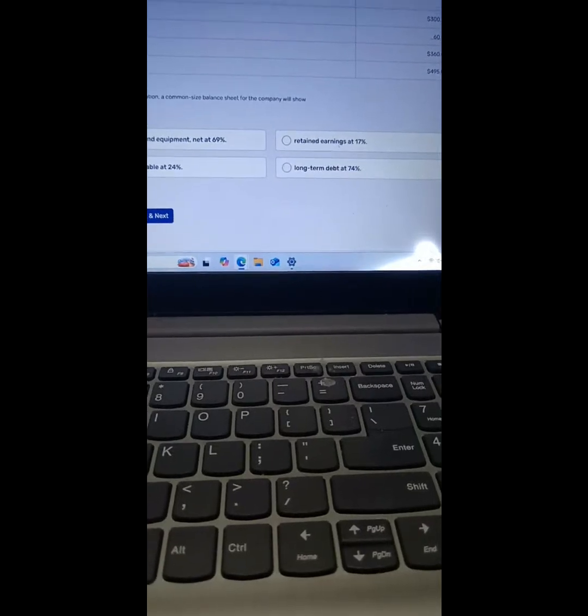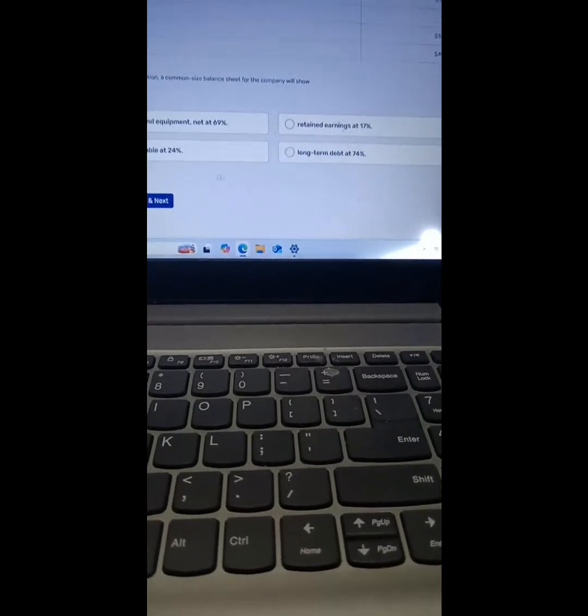12%. This is retained earnings 17%. This is also wrong. And option C is showing the accounts receivable 24%. Where is the accounts receivable? Now we need to find the accounts receivable. This is accounts payable, and this is the accounts receivable.